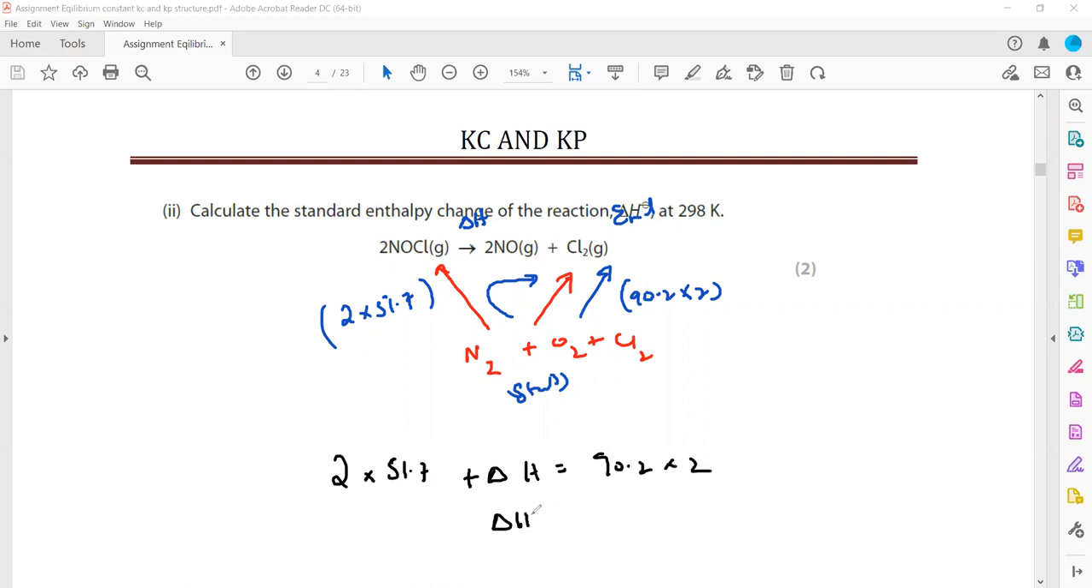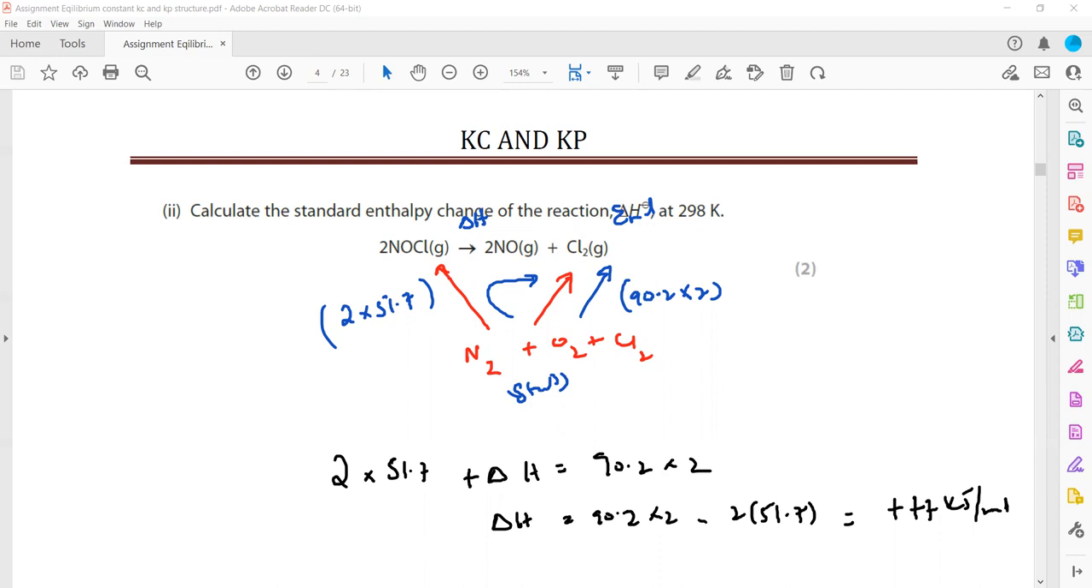So delta H will be equal to 90.2 multiplied by 2 minus 2 into 51.7. When we simplify, this will give us the enthalpy change of this reaction. It is plus 77 kilojoule per mole.